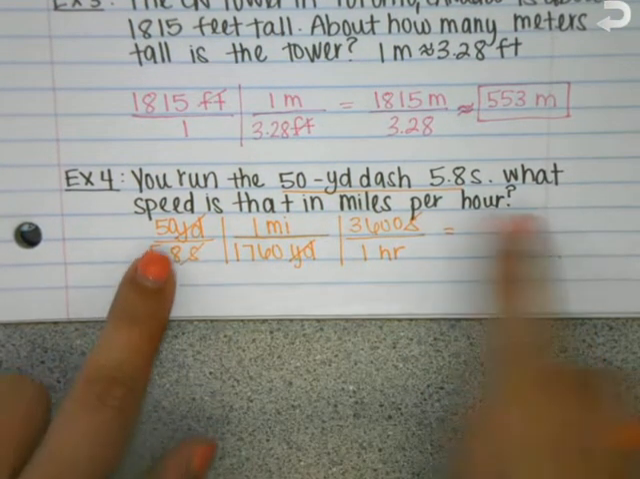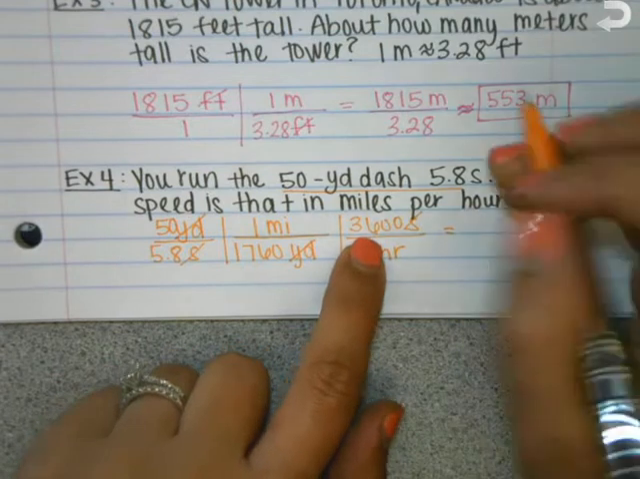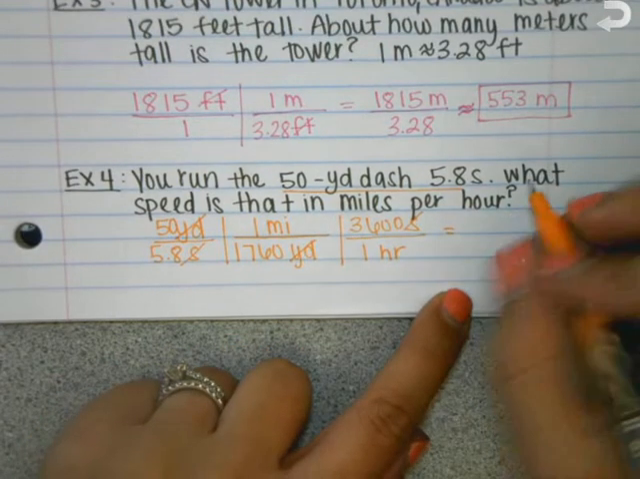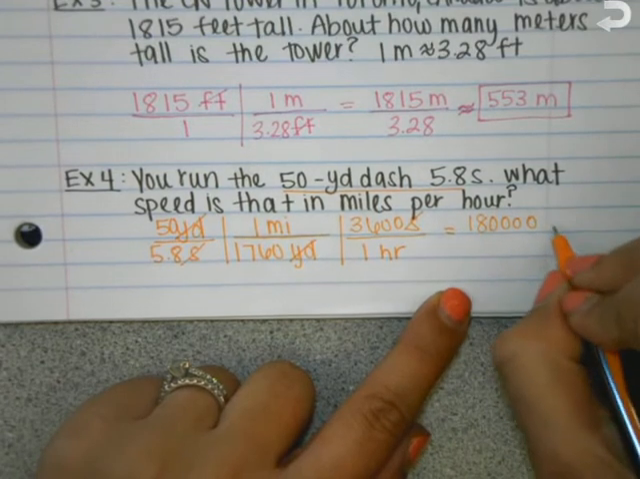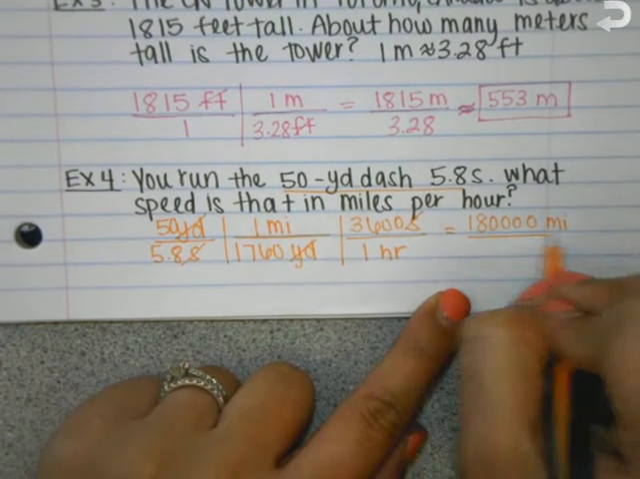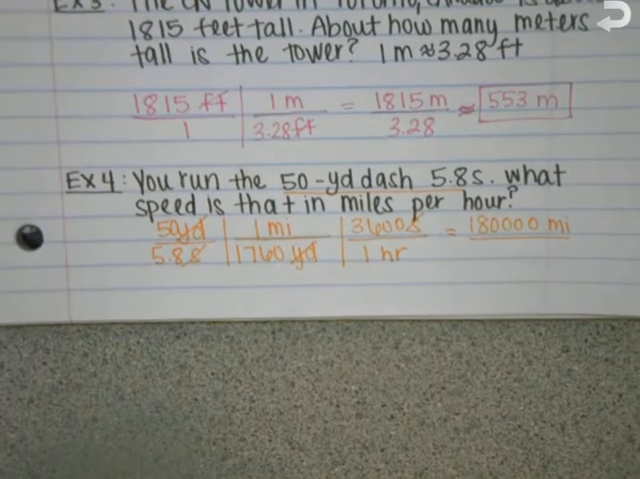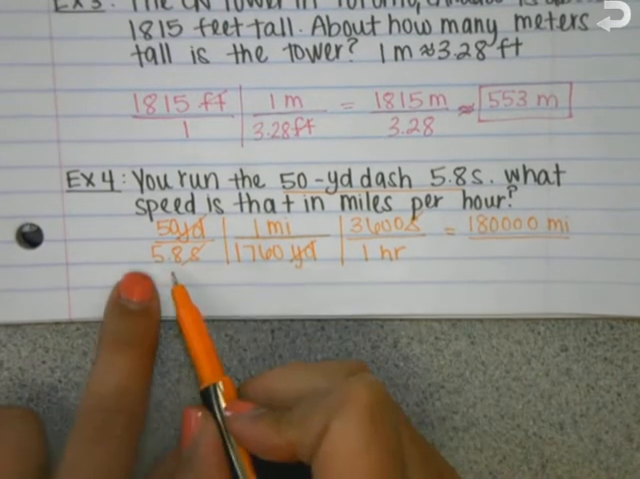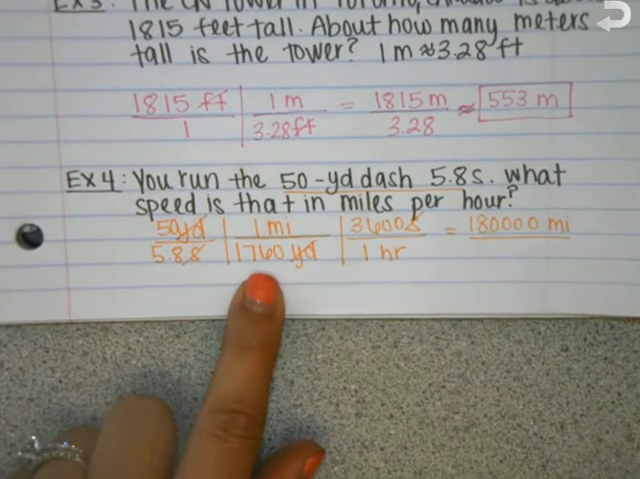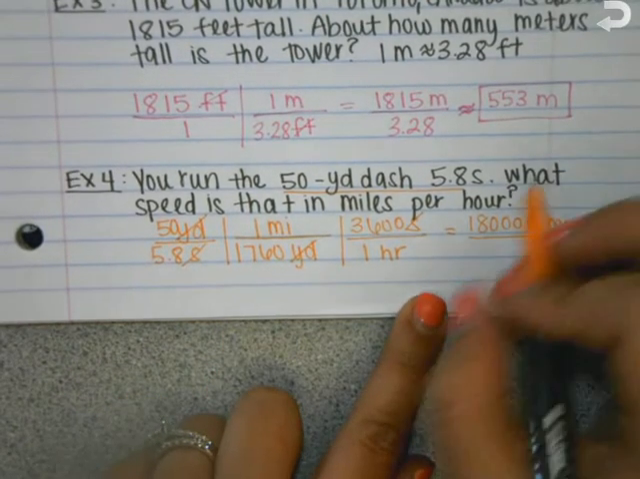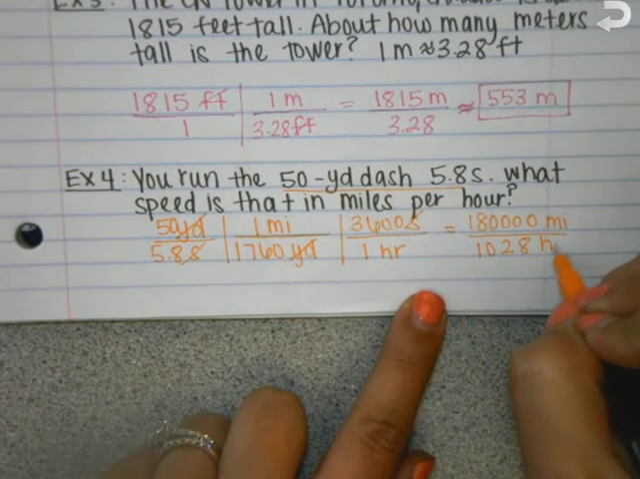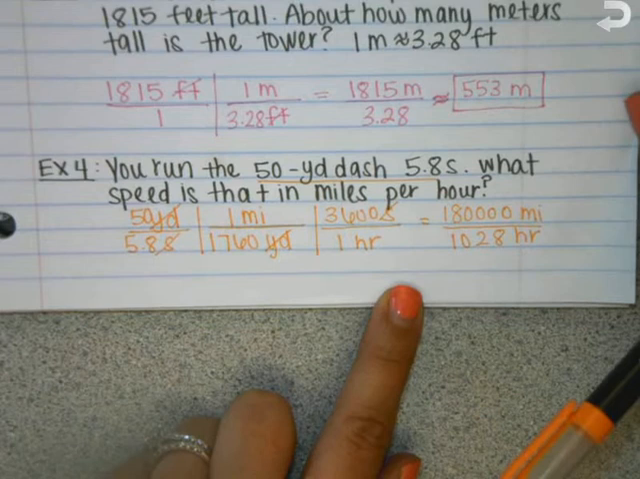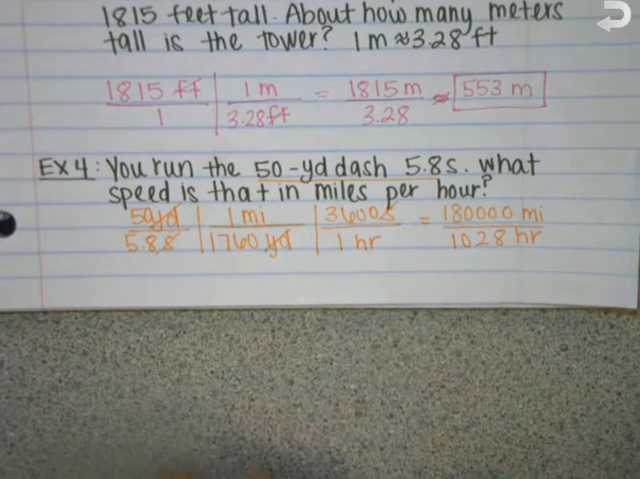50 times 3,600. It comes out to 180,000 miles. Over. Okay. Multiply straight across the bottom. 5.8 times 1,760. That comes out to 10,208 hours.